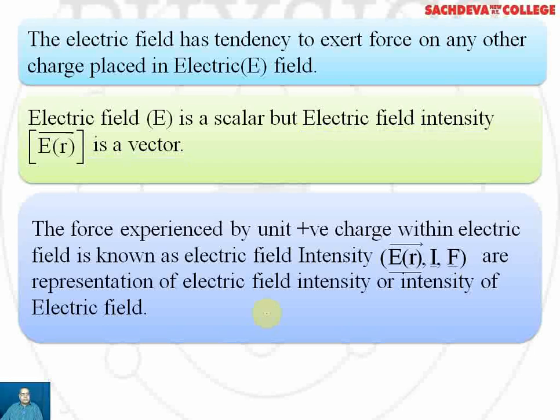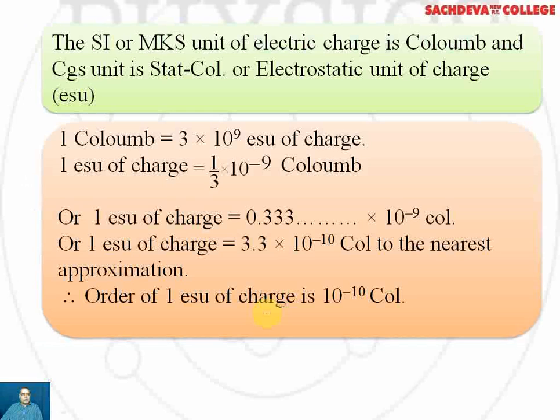The force experienced by unit positive charge within an electric field is known as electric field intensity, represented by E, R, I or F. These are the representations of electric field intensity or intensity of electric field. Moreover, SI and MKS units of electric charge will be Coulomb, whereas the CGS unit is stat Coulomb, or electrostatic unit of charge, that is ESU. 1 Coulomb is 3 into 10 to the power 9 electrostatic units of charge, and 1 ESU of charge can be taken as 1 over 3 into 10 to the power minus 9.